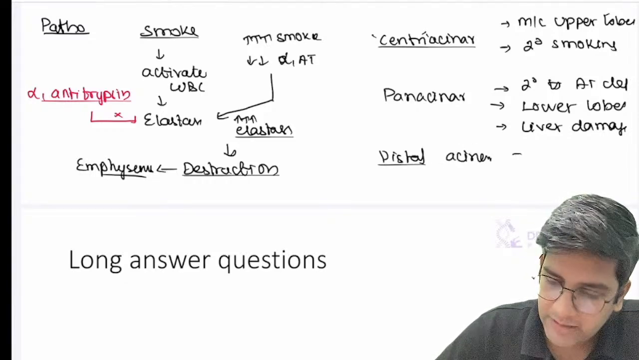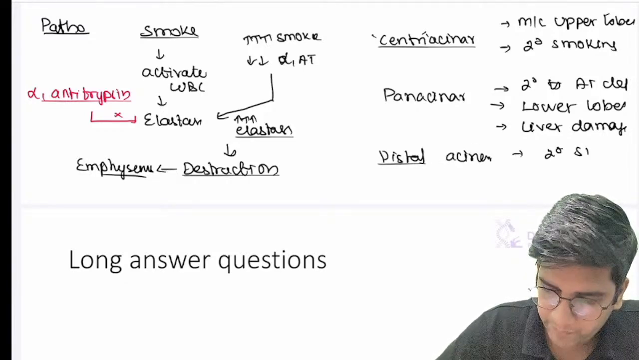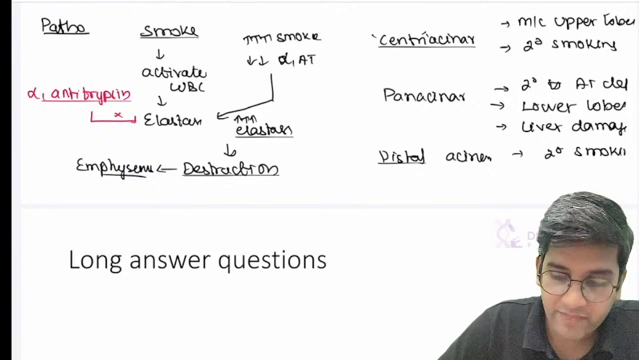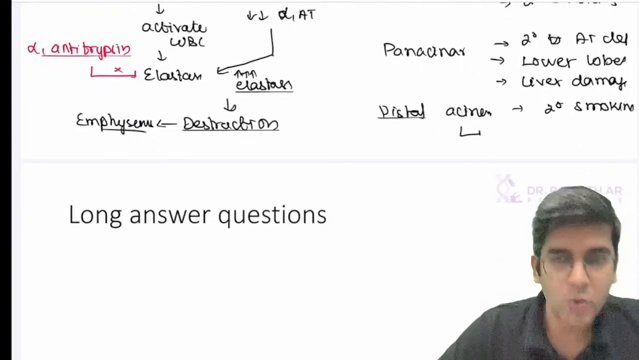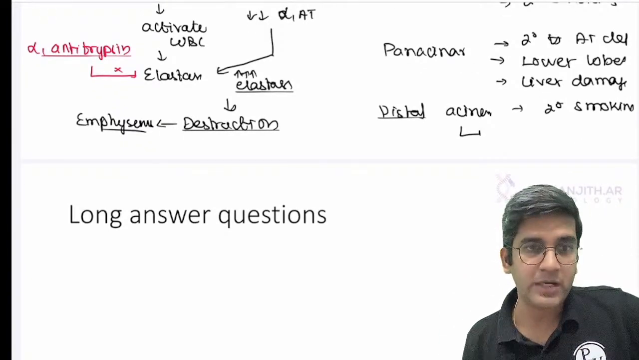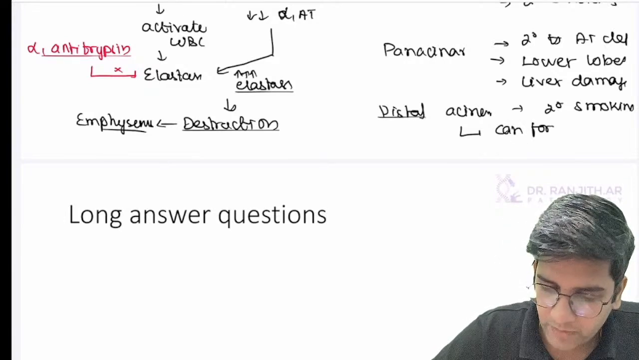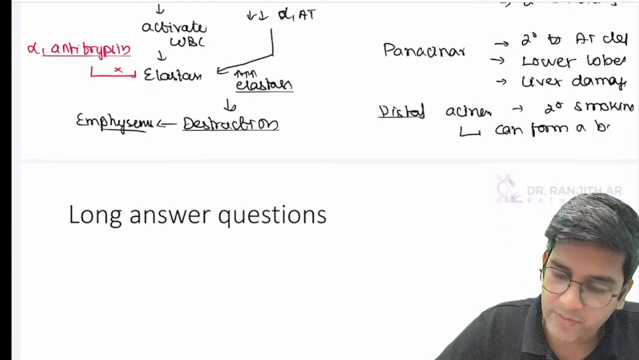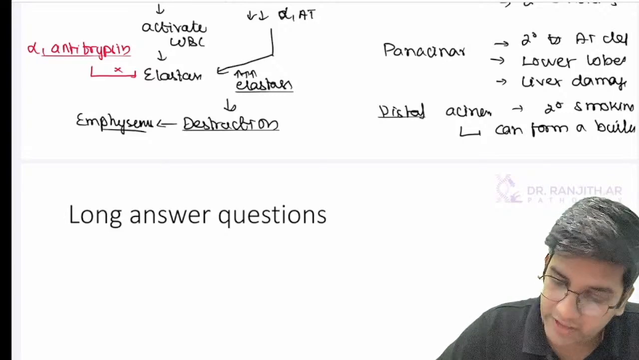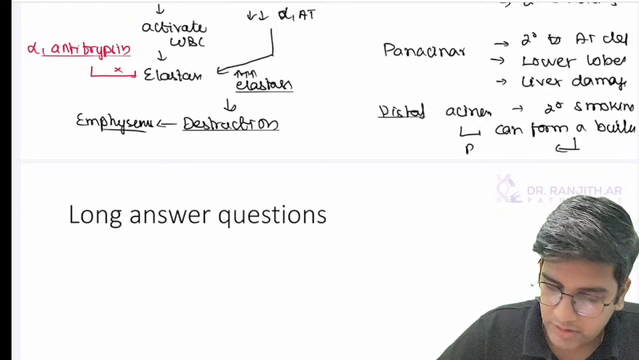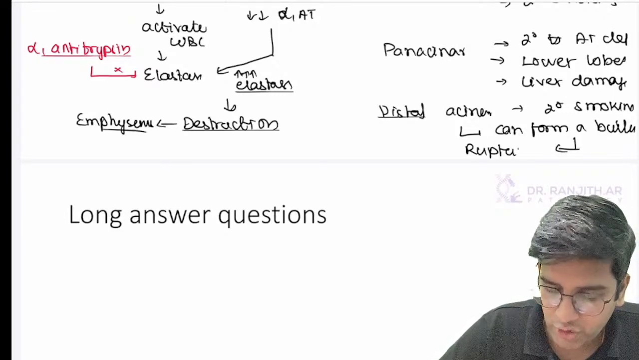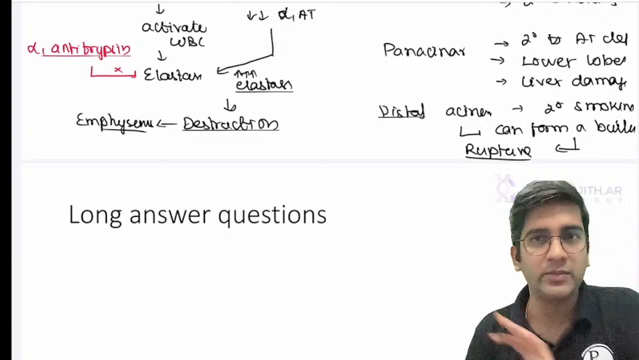Distal acinar emphysema is again secondary to smoking. It is a bit dangerous because quite a few of the terminal parts can form a bulla, right? When it forms a bulla, the symptom is totally different. This can rupture and result in a tension pneumothorax. So the outcome is different, right?